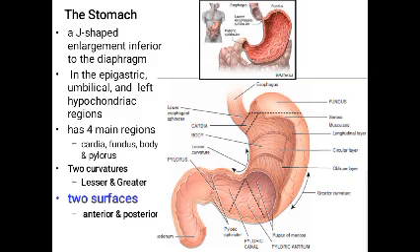Stomach. A J-shaped enlargement inferior to the diaphragm, in the epigastric, umbilical, and left hypochondriac regions. Has four main regions. These are cardia, fundus, body, and pylorus. Two curvatures, lesser and greater. Two surfaces, anterior and posterior.